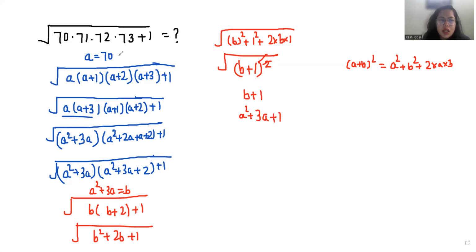Now we know that a is 70, so let's put in 70 square plus 3 times 70 plus 1. 70 square is 4900, plus 210, plus 1, which is equal to 5111. So this is the value.